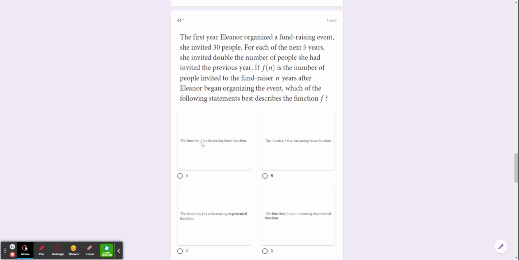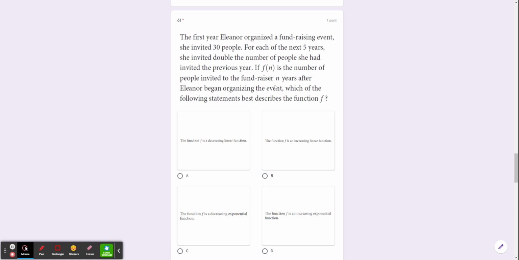So A, the function f is a decreasing linear function. So that means it's going down, which it can't be that because she's inviting more people. So anything that says decreasing, so A and C, are right out. B and D both are increasing, so they are possibilities.